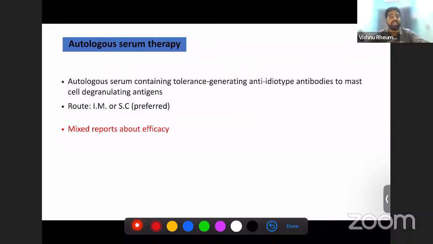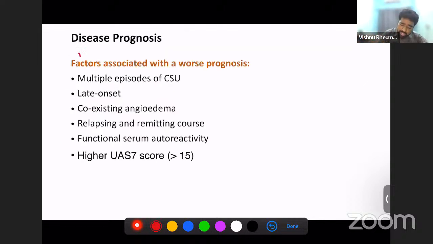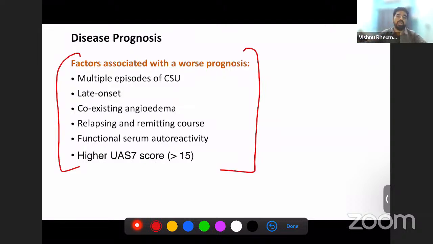Autologous serum therapy is basically where you take a serum which has a particular response to a trigger, right? So you use that serum and give it into your own body. You take the serum, show that particular antigen to that serum so that tolerance will develop, and then that serum is given to your own body via IM or subcutaneous route. Again, here mixed reports are there, but just remember that in severe refractory urticaria, autologous serum therapy is also an option.